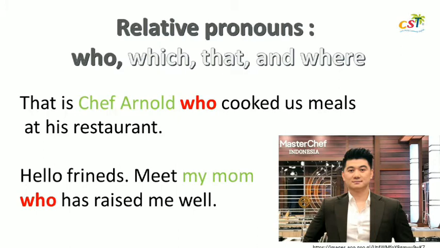Now we've got who. For example, that is Chef Arnold. Chef Arnold is a person. This is Chef Arnold who cooked us meals at his restaurant. Yes, he has got a restaurant. And then, next, hello friends, meet my mom, who has raised me well. Dari kecil sampai sekarang kamu sudah dibesarkan oleh ibu kamu. Who has raised me well.